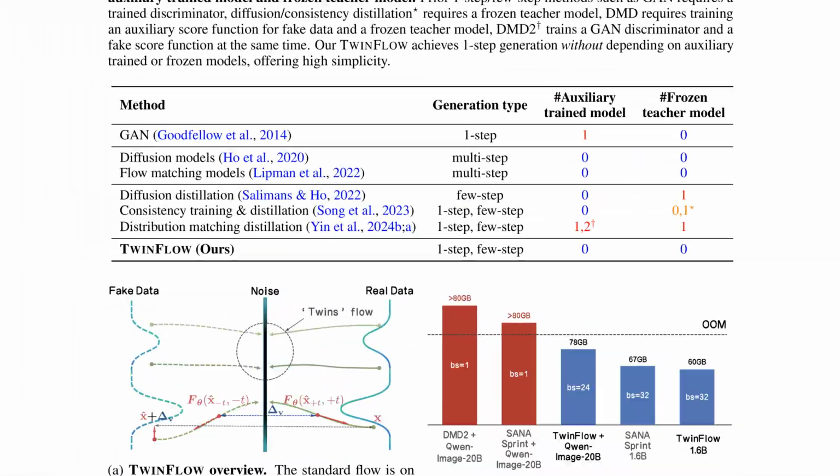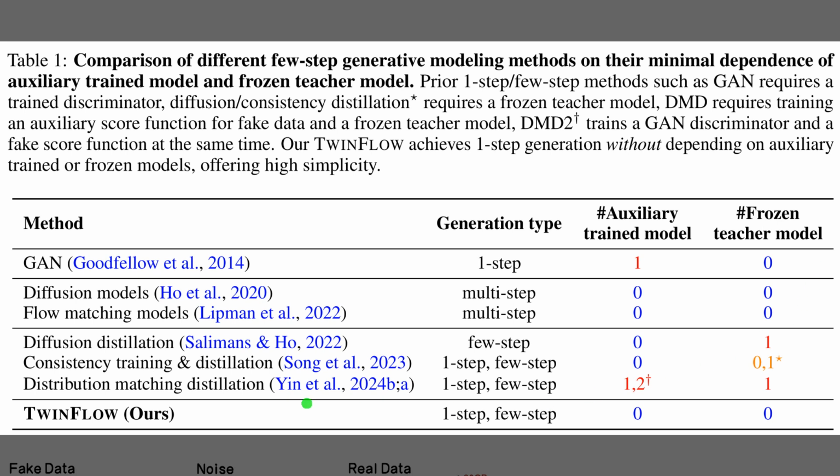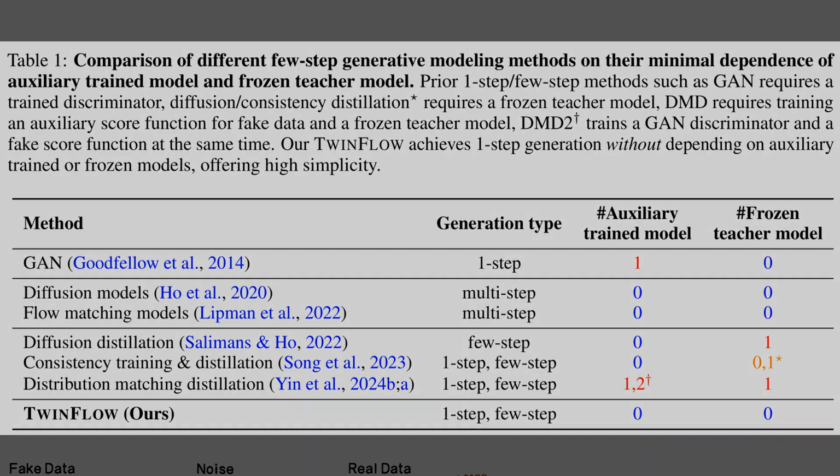Table 1 makes the main simplicity claim concrete by tallying how many extra models each method depends on. A frozen teacher model means a large pre-trained network that stays fixed, while a smaller model tries to imitate its behavior. The first column lists common baselines like generative adversarial networks, diffusion models, and distribution matching distillation, many of which need at least one auxiliary or frozen network. The rightmost columns show that only TwinFlow achieves one-step or few-step generation, with 0 auxiliary trained models and 0 frozen teachers, which explains why the method scales so cleanly to very large backbones.